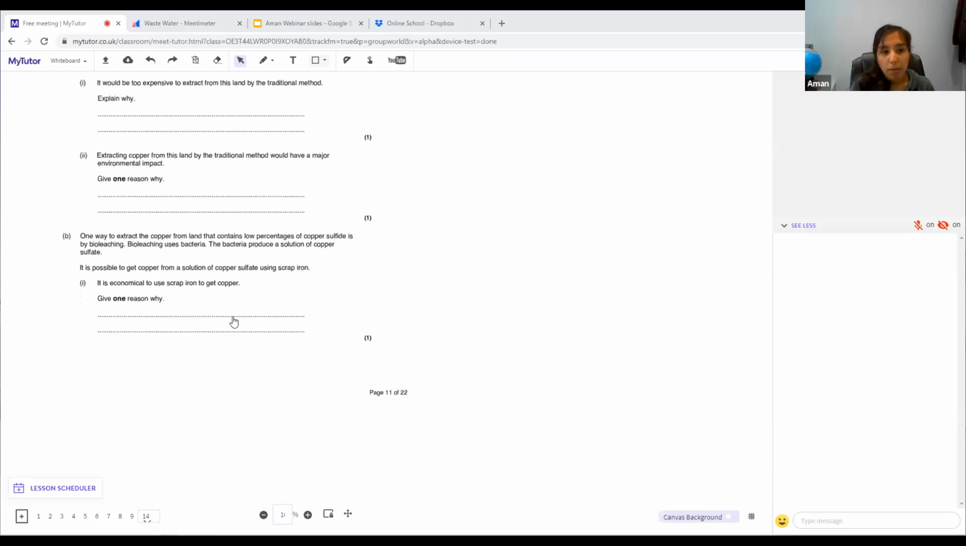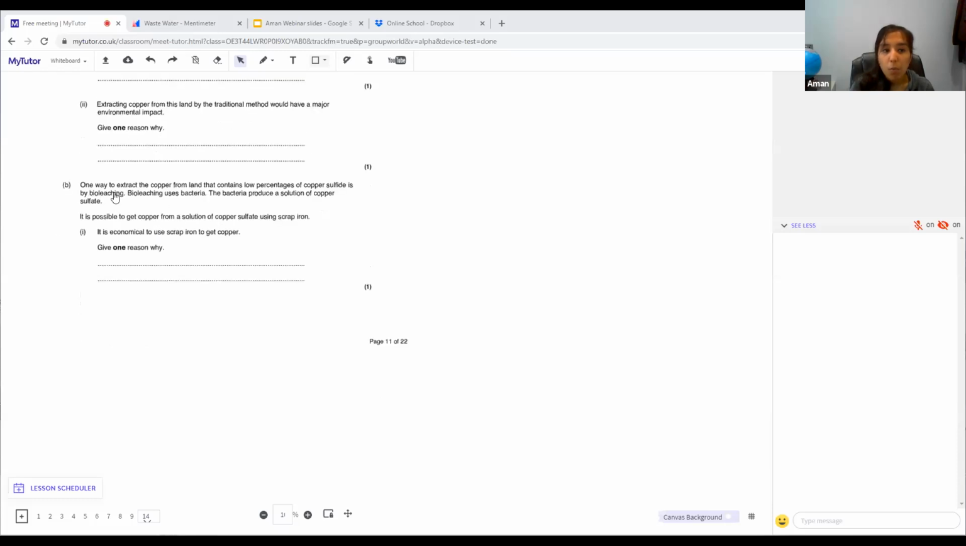Okay, this is an interesting question. One way to extract the copper from the land that contains low percentages of copper sulfide is by bioleaching. Bioleaching uses bacteria, so we went through the process of bioleaching, and the bacteria produce a solution of copper sulfate. Remember I said that they produce this acidic solution by breaking down the ores. It is possible to get copper from a solution of copper sulfate using scrap iron. It is economical to use scrap iron to get copper. So why is it economical to use scrap iron? That process is displacement, but why is it economical?